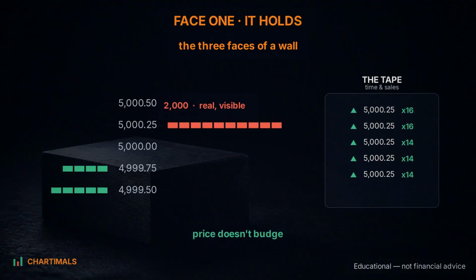That's called absorption, and it's one of the most important things a beginner misreads. Heavy buying with no upward move does not mean nobody is buying. It means one big seller is soaking up every market order, right there in plain sight, and holding the line. The size is real, you can see all of it, and it's winning. The wall held.